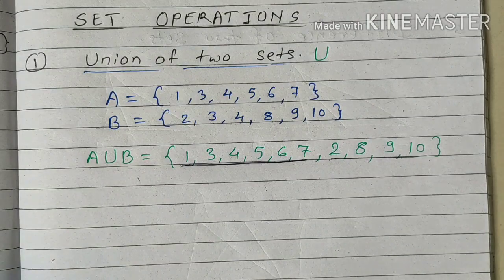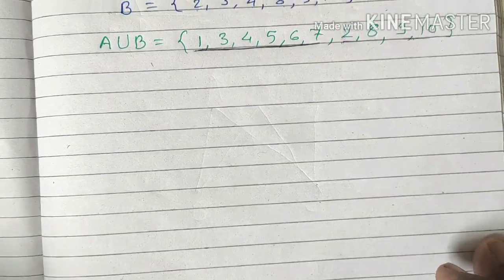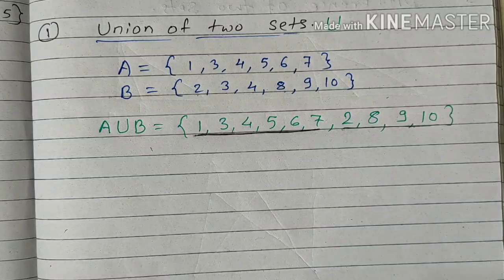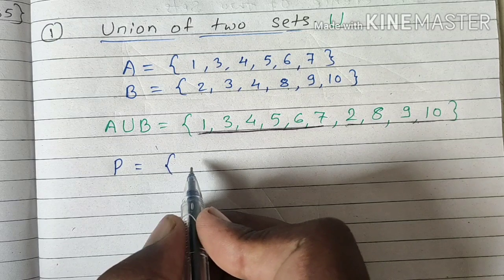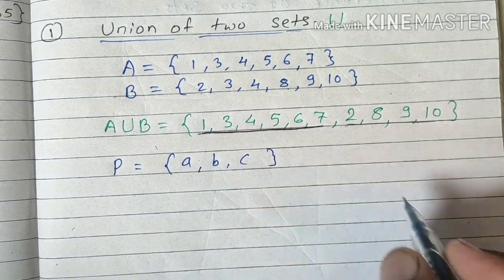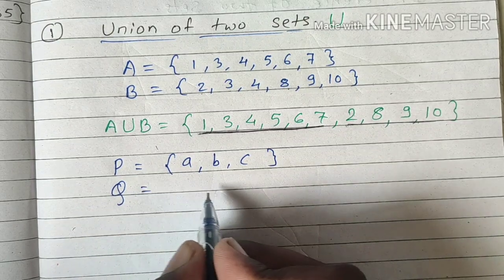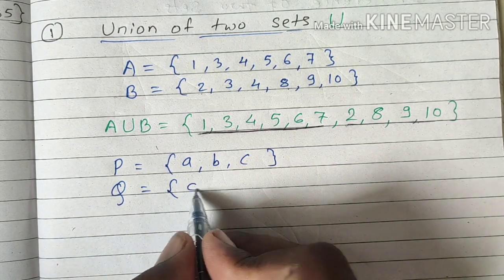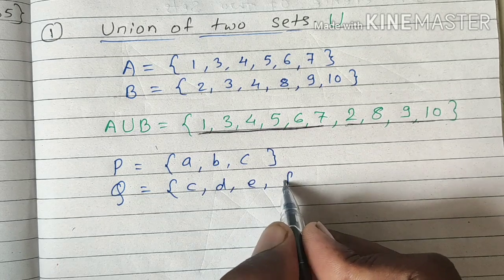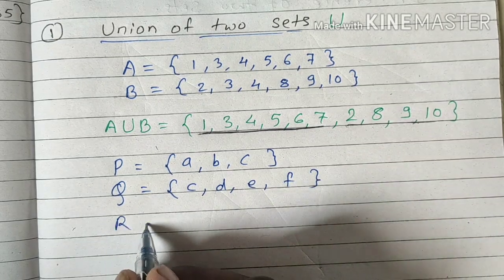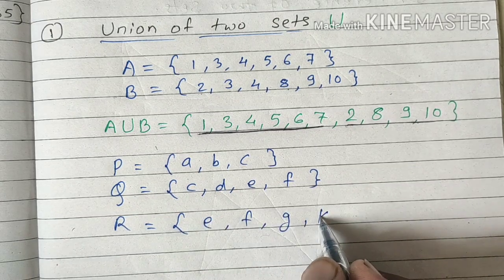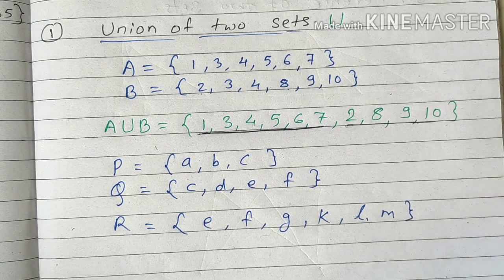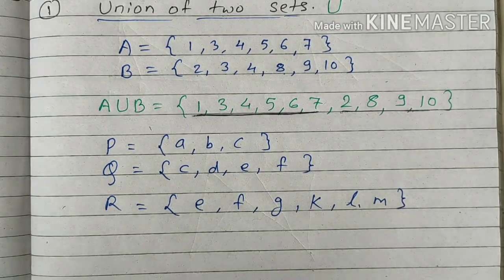Next, another example. Suppose we want to combine the 3 sets. P set is there with the elements A, B, C. Q set is there with the elements C, D, E, F, and R set is there with the elements E, F, G, K, L, M. Okay, these are the 3 sets, and we want to write the union for these 3 sets.